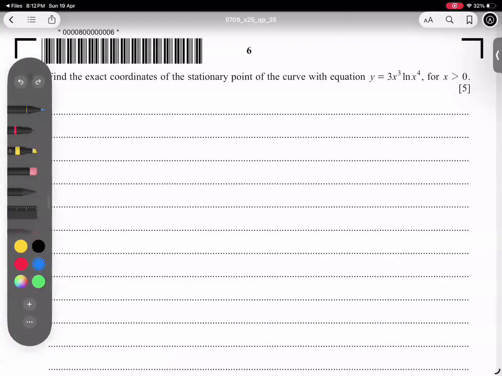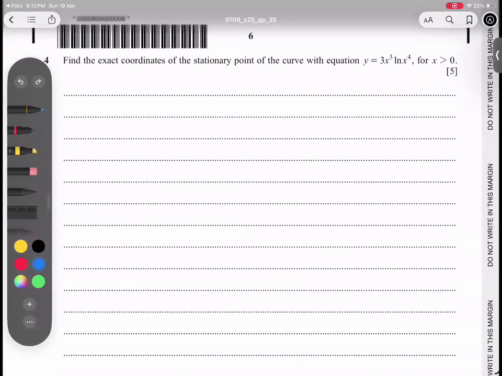Question number 4, students: find the exact coordinates, without decimals, of the stationary point of the curve, this one. So let's start. Bismillah Rahman Rahim. 3x to the power 3 ln x to the power 4. So step number 1, how to do this kind of differentiation. We have to do differentiation to find the exact coordinates of the stationary point.